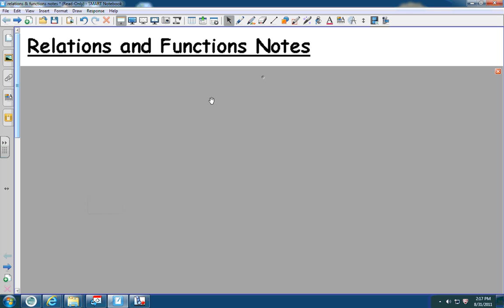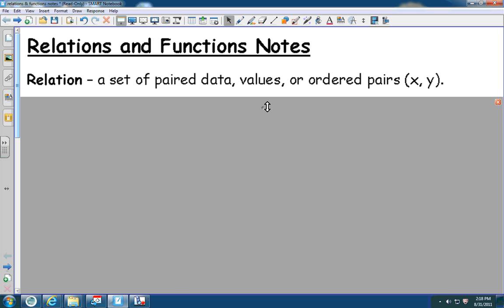This is an introduction to relations and functions. These will be the notes before we start the assignments, to understand what is a function, what is a relation, and how can you tell that. A relation is a set of paired data, values, or ordered pairs, an X or Y.